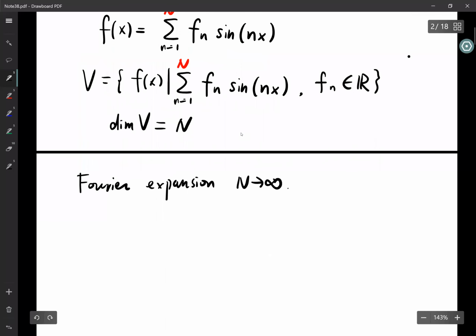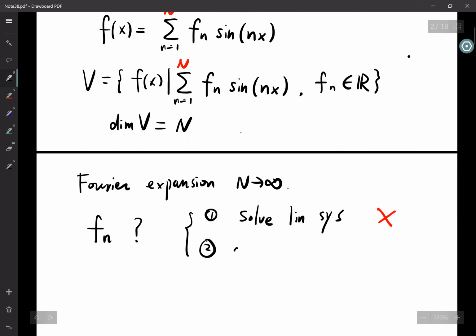So the problem is how to compute f_n. For this coefficient we talked about two ways. One, if V is a finite dimensional space, solve a linear system. This really doesn't work here because we don't know how to do Gauss elimination in an infinite dimensional setting. Or two, we start from an orthogonal basis. And with this one, we can just compute the coefficients using inner product.